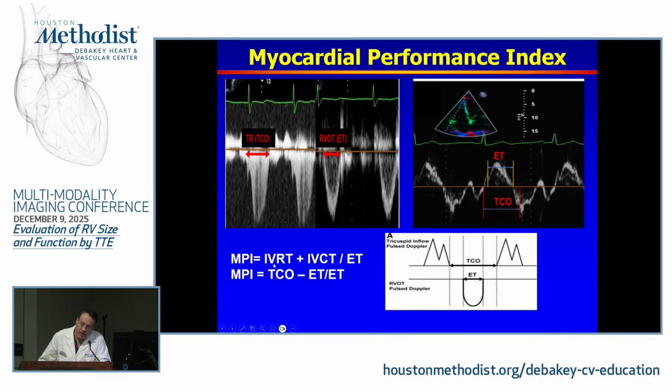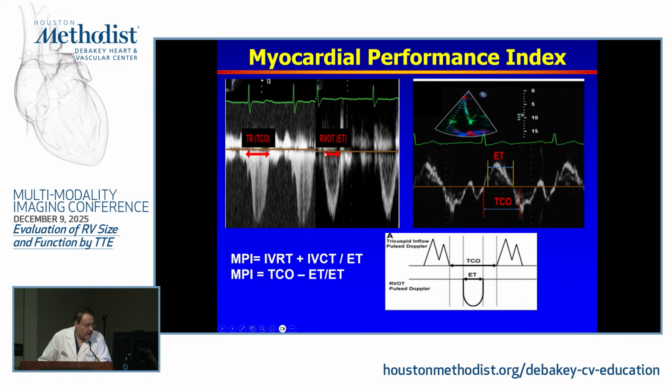To get isovolumic relaxation time and isovolumic contraction time, these time intervals, as you know, for the relaxation time, it's the time between pulmonic valve closure and tricuspid valve opening. For the contraction time, it's the time between tricuspid valve closure and pulmonic valve opening. Tricuspid inflow and RVOT flow cannot be acquired in the same plane, which means we use different views and different cardiac cycles. So we have to be careful and look at the heart rate and the RR intervals when we do this measurement.